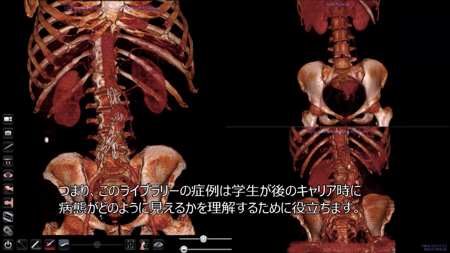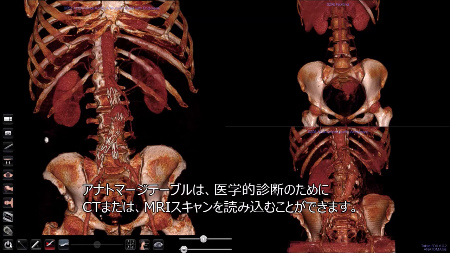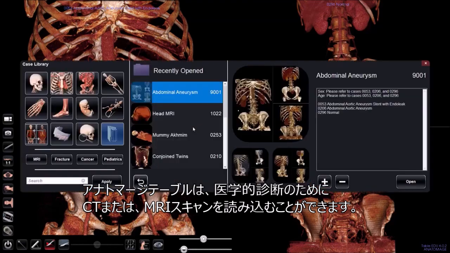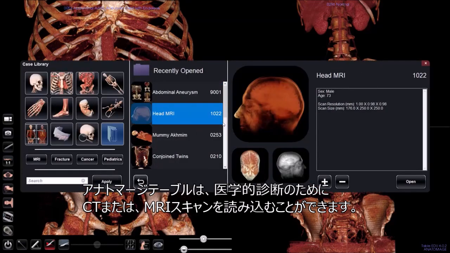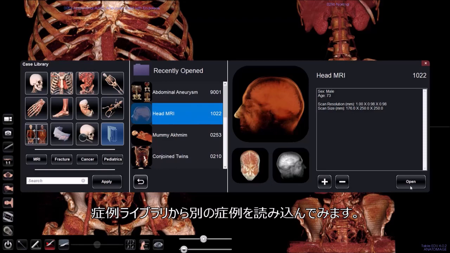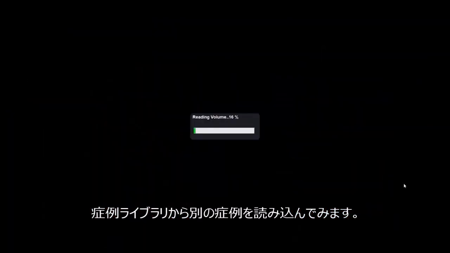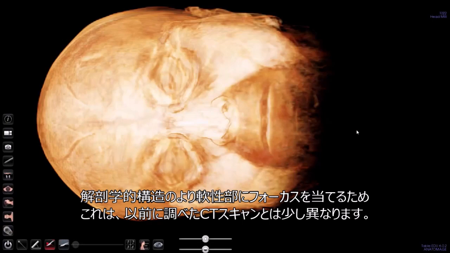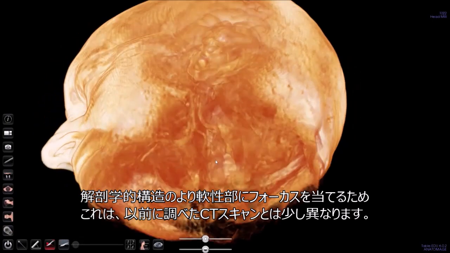The Anatomage Table can upload CT or MRI scans for medical diagnosis. And so I want to pull in another example from our case library. Here we have a head MRI. This will look a little different than the CT scan we examined previously, since it will focus on more of the softer parts of the anatomy.